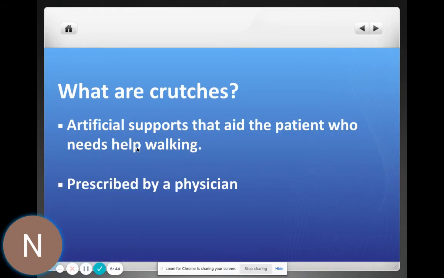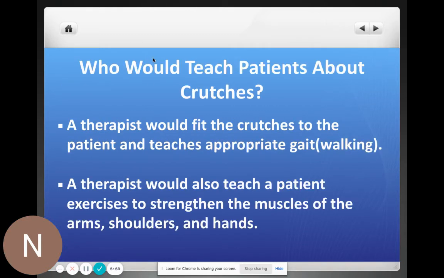Crutches are artificial supports that aid the patient who needs help walking. You've probably all seen crutches. We're going to talk about 3 different types. Crutches are prescribed by a physical therapist or a physician. I can't, as a nurse, just say, oh, you need crutches and hand them to them. So a physical therapist would fit the crutches to the patient and teach them the appropriate gait depending on their injury.